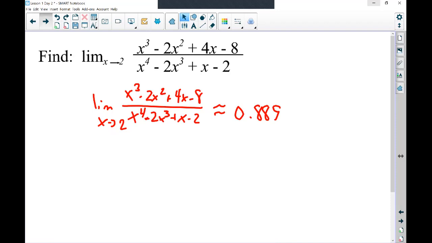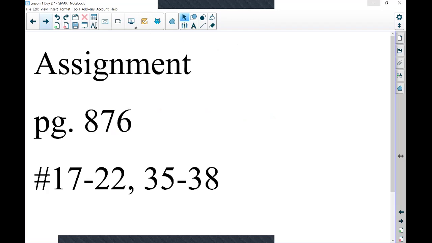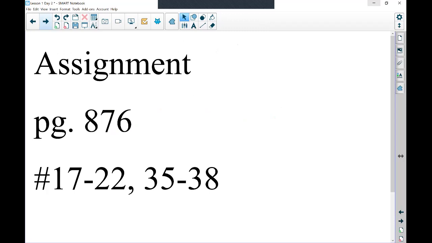All right, so some homework and time to work. So 17 through 22, they give you the graph. So all you're doing is finding the limit. You can use the finger method if that works for you. And then 35 to 38 are those piecewise defined functions, and they say graph it and then find the indicated limit if it exists. If it doesn't exist, we just write DNE, does not exist.